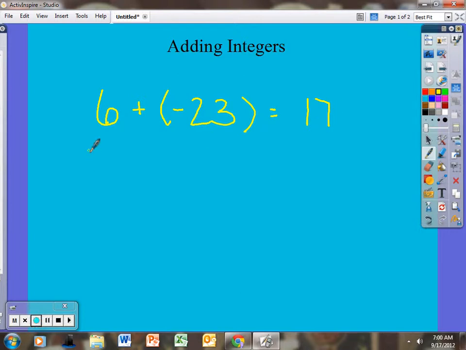Now, look at the absolute values. How far is 6 away from 0? It is 6 away. What is the absolute value of -23? It is 23 away. 23 is greater than 6. Now, 23 started off as a negative, so the sign I would assign my answer is a -17.